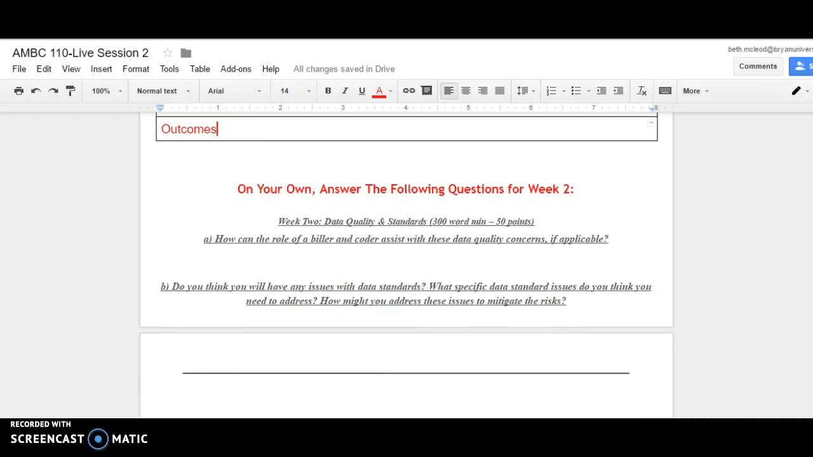So these are your week 2 questions that you're going to need to answer. Just 2 of them this week. 300-word minimum, they're worth 50 points. It says, how can the role of a biller and coder assist with these data quality concerns? And do you think you'll have any issues with data standards? What specific data standard issues do you think you need to address? How might you address these issues to mitigate the risks? So when you're done reading the week 2 reading in your case study and looking at those required readings that we just went over, you're going to answer those 2 questions.